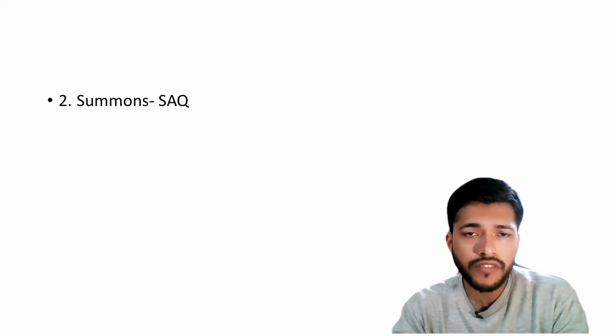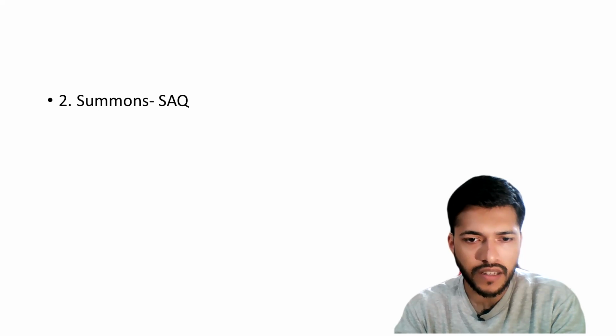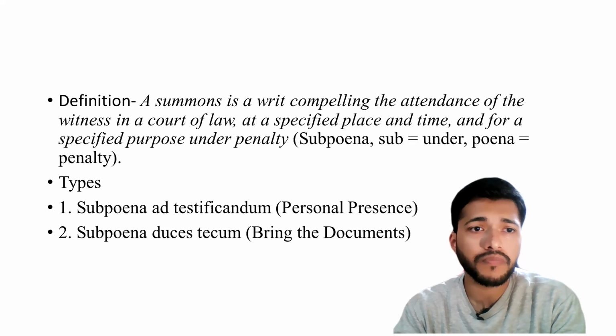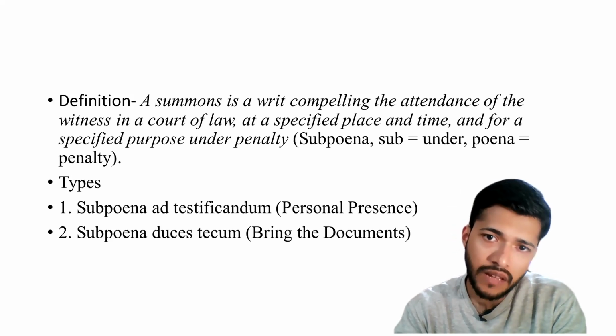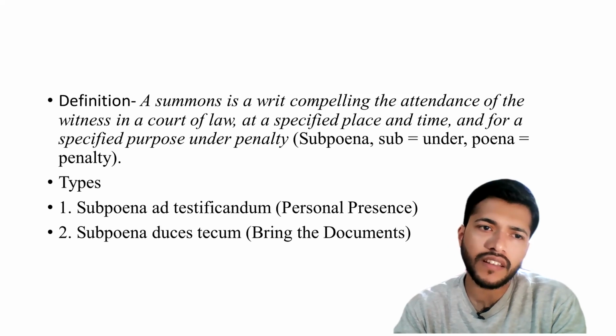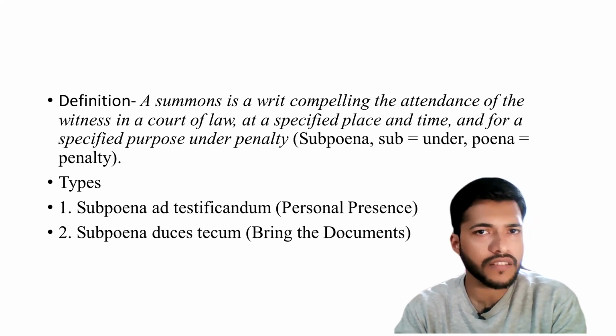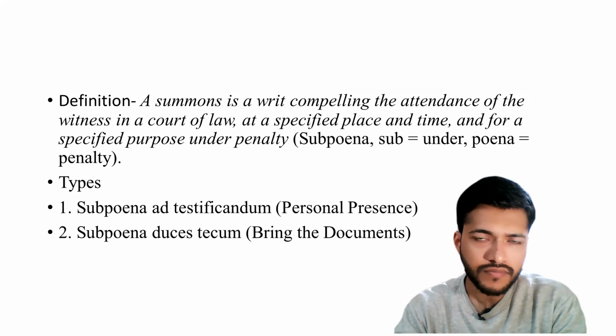The second question is summons. What is a summons? Summons is also known as subpoena. Sub is under, pena is penalty. So if they ask you to define summons: summons is a writ compelling the attendance of the witness in a court of law at a specified time, date, and place, and for a specified purpose, under penalty.